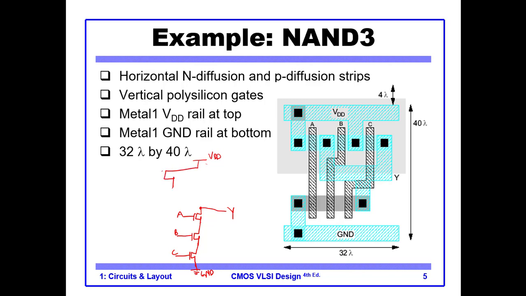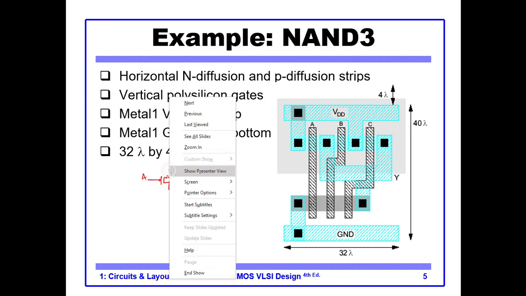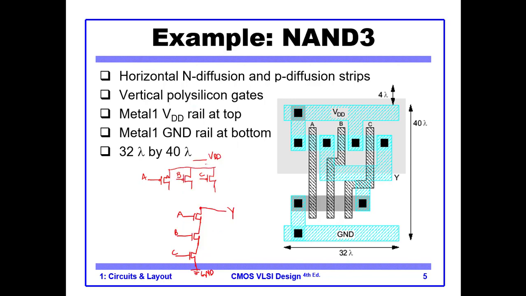We have this PMOS, this is the first PMOS, this is the second PMOS, this is the third PMOS, this is A, B, C, and they are all shorted with our VCC, and then we have all these shorted together, and this is our point of output. Okay, so this is our CMOS static circuit. Let's see how this is translated into the layout.